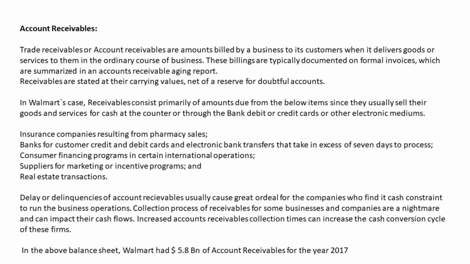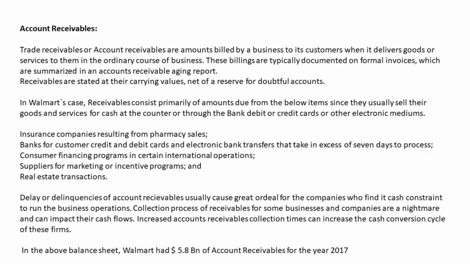In this case, specific for Walmart, receivables consist primarily of amounts due from the listed items here, right, which is usually they sell goods and services for cash at the counter, register, and point of sale. Walmart does not have, I mean, it's immediate payment, which is great about the retail business. They receive the amount immediately or within a few working days based on the bank settlement timelines. Now what are receivables in Walmart's case in that case?